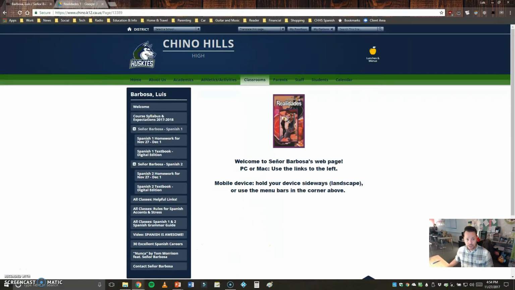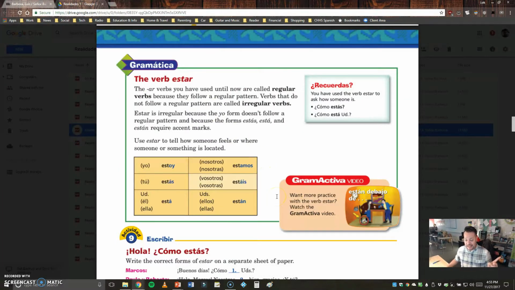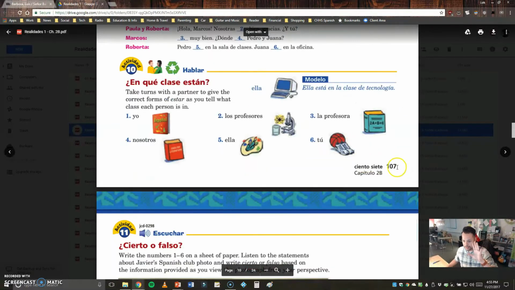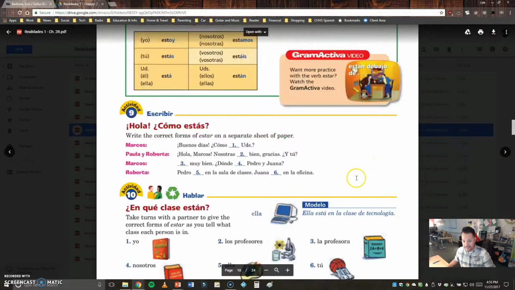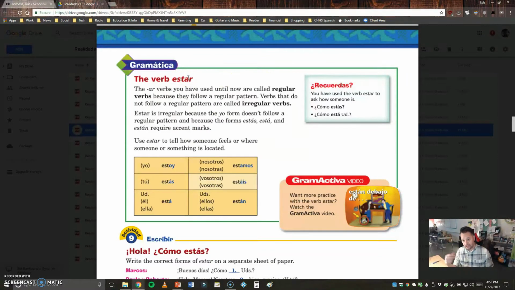And here we go. In your libro, we're talking about the verb estar. You can take a look at all of the breakdown on page 107, página 107. Now, the verb estar is an AR ending infinitive. However, it behaves differently.